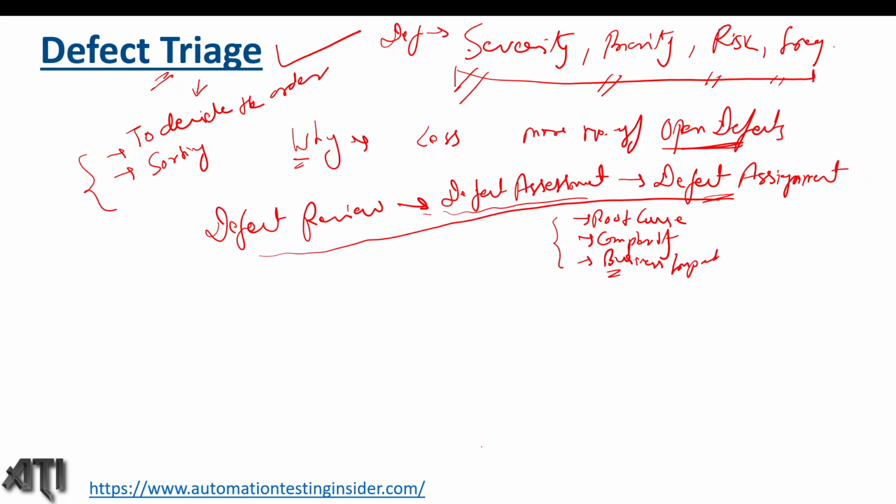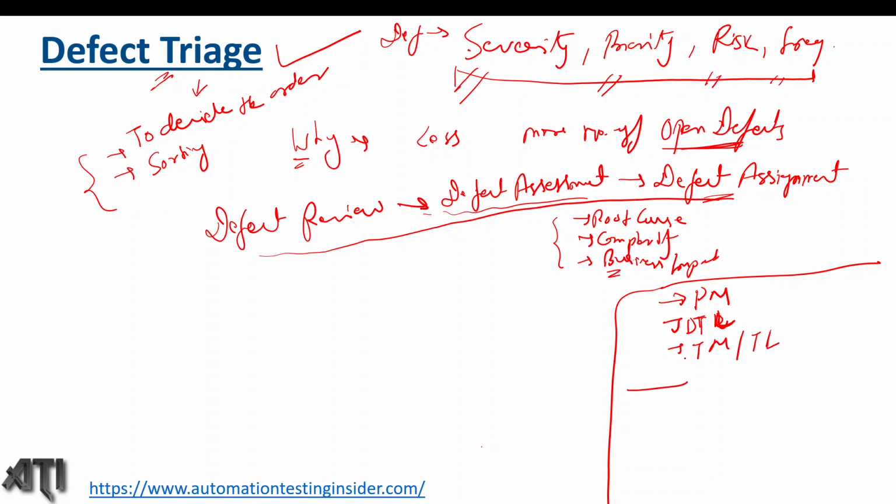Now let's talk about who the participants of a defect triage meeting are. In defect triage, generally we have the project manager, and then we have the technical team lead, the development team lead, and then we have the test manager or test lead, and one more, the business analyst. So these are the participants of the defect triage meeting.